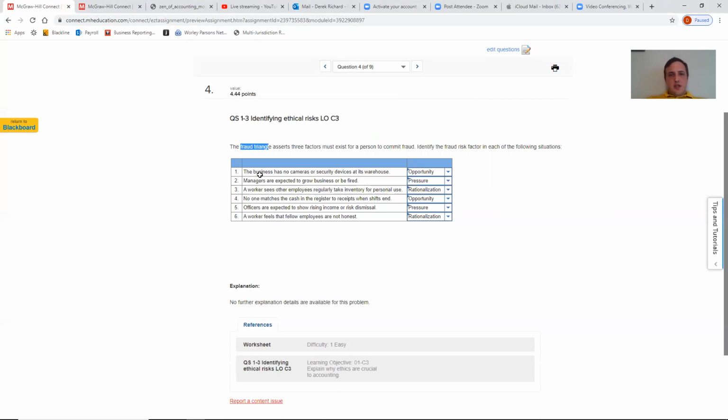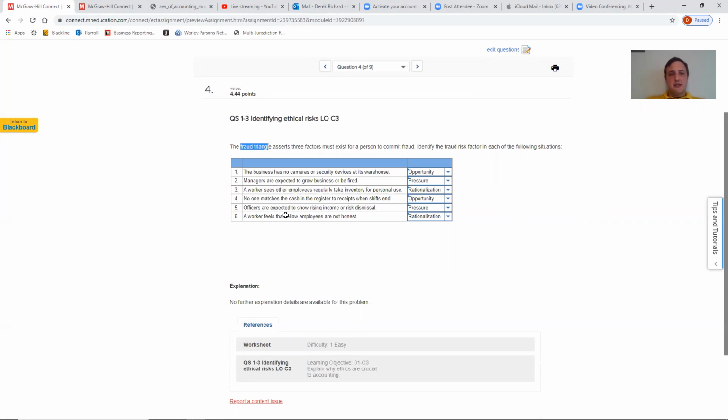Okay. So the business has no cameras or security devices, meaning that there's no one there to stop them. So that's going to be an opportunity. Managers are expected to grow business or be fired. Being fired is definitely a pressure. A worker sees other employees regularly take inventory for personal use. Well, everyone else is doing it, so that's rationalization. No one matches the cash in the register to receipts when shifts end, so it's an opportunity there. No one's matching it.